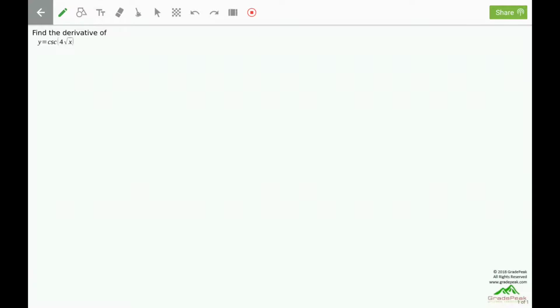Find the derivative of y equals the cosecant of 4 square root of x. Y here is made up of a trig function, the cosecant, of an entire expression, 4 square root of x. Since there's a root in this expression, let's rewrite that as a fractional exponent. So we can also write this as the cosecant of 4 times x raised to the 1/2.